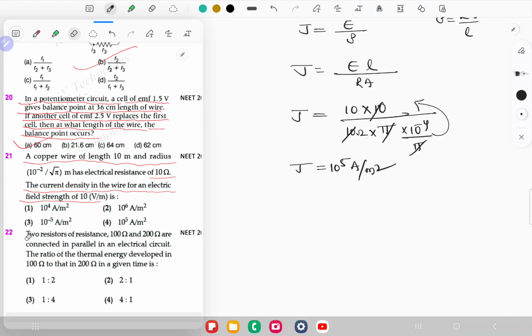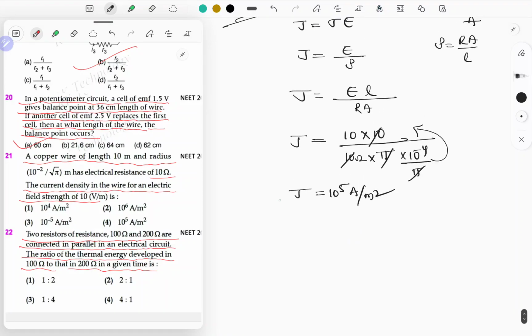Two resistors of resistance 100 ohm and 200 ohm are connected in parallel in an electric circuit. The ratio of thermal energy developed in the 100 ohm to the 200 ohm in a given time. Okay, as they are connected in parallel, the voltage across them is the same.